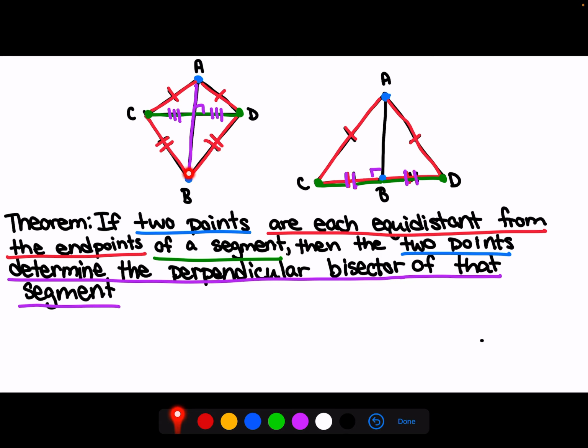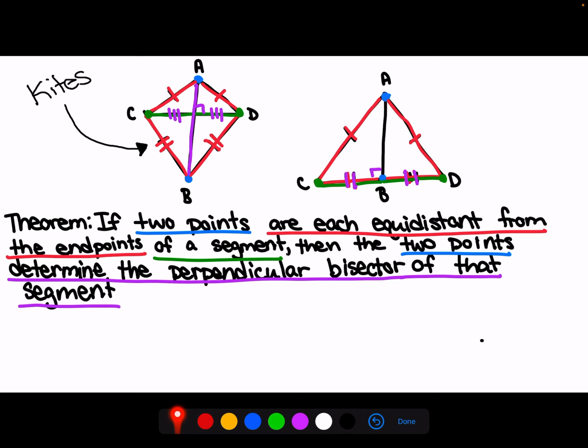Also, keep this in mind when we're dealing with kites in the next chapter. Kites will have this quite often, because one of their properties is that the diagonals, CD and AB, are perpendicular to each other. So just knowing this information helps us out a lot when we deal with kites and all these different quadrilaterals in the next chapter.